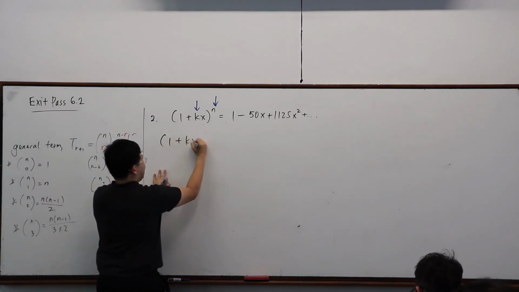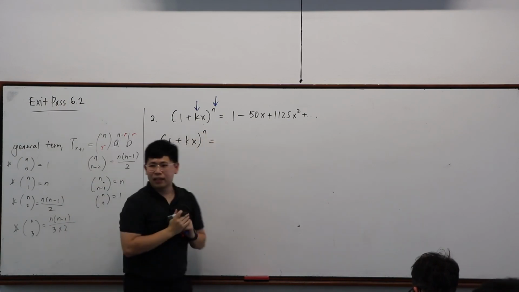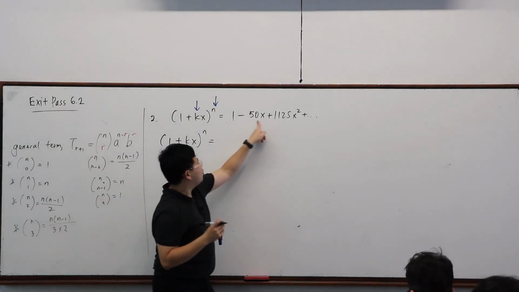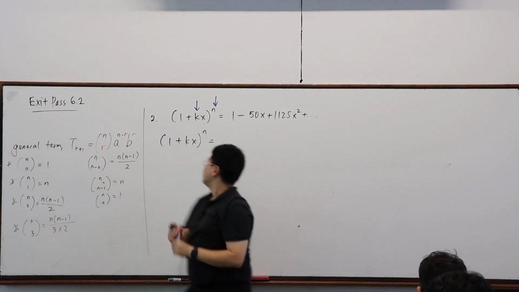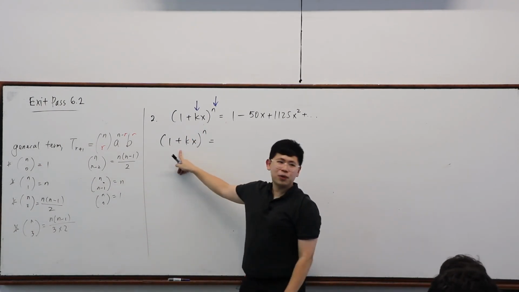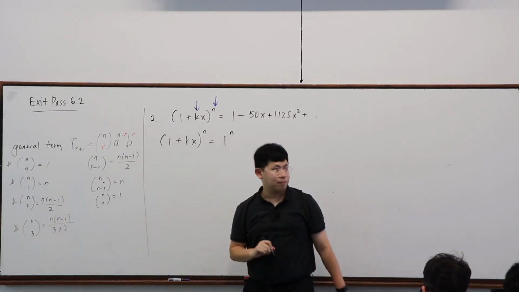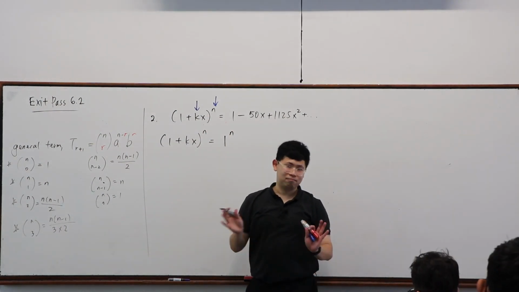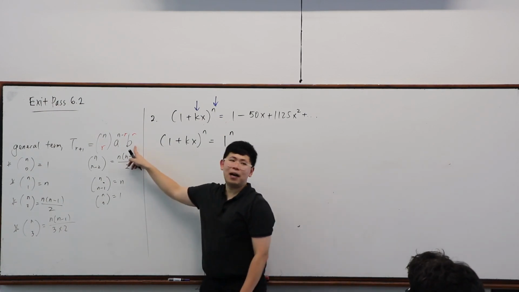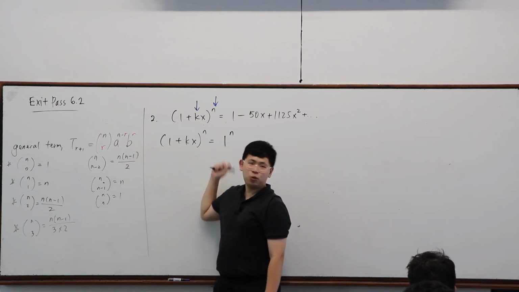So (1 + kx)^n. How many terms do we need to expand? We just need to expand 3 terms, enough. The first one is always a to the power of n, so this is just 1 to the power of n. You can do this but it wastes time. So we just write a to the power of n.